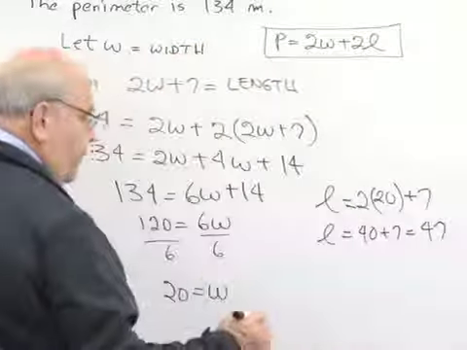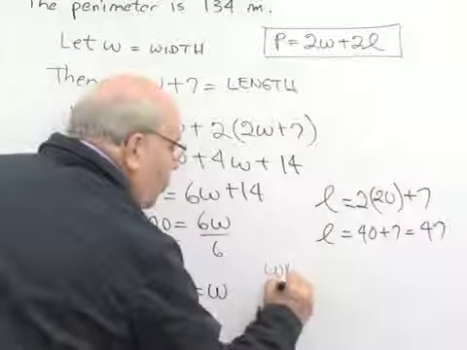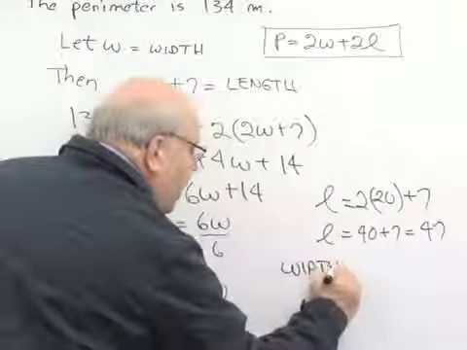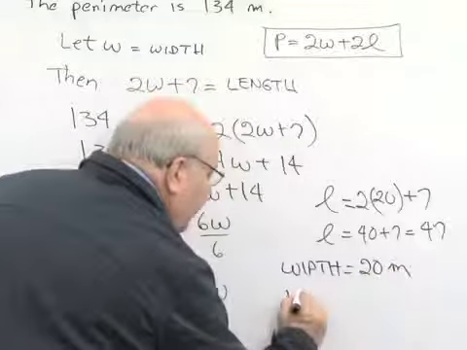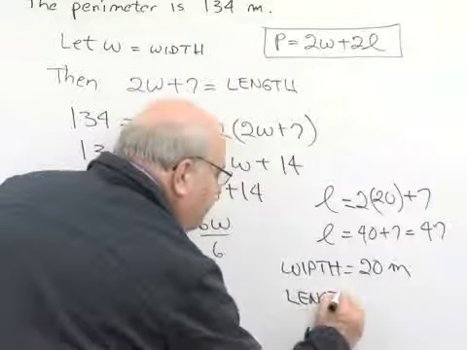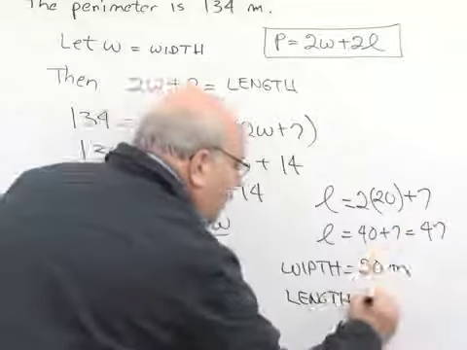So what we have is a rectangle. We have discovered the width is 20 meters. The length is 47 meters.